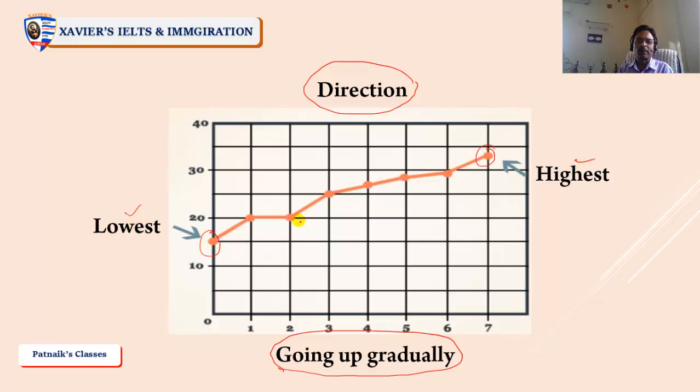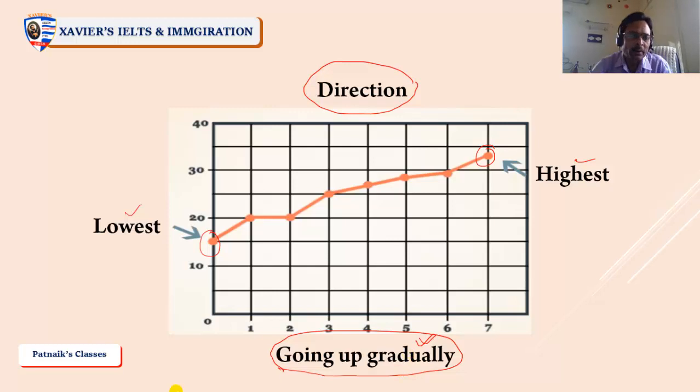The type of increase is gradual. It is not rapid or a dramatic change. Slowly it increased and reached a particular point at the end of the time. So for this type of trend, the phrase we'll use is going up gradually.